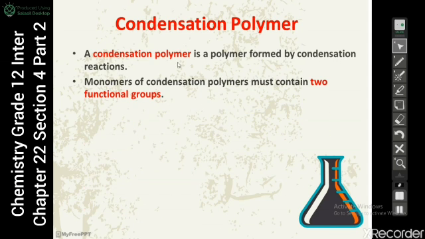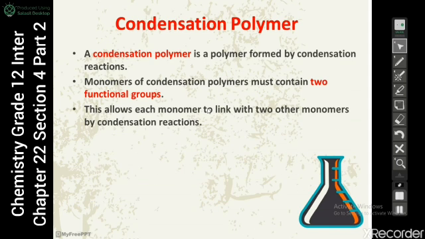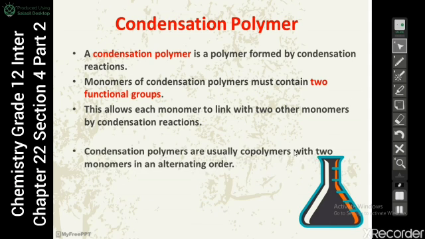And the monomers in the condensation polymer must contain two functional groups. Each monomer must contain two functional groups. This allows each monomer to link with two other monomers by condensation reaction. Each monomer will link with two monomers. So each monomer must contain two functional groups.